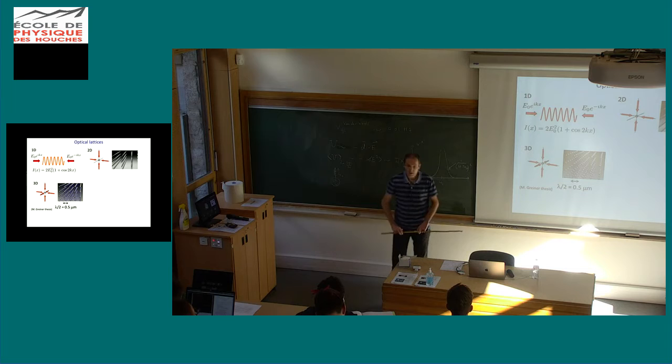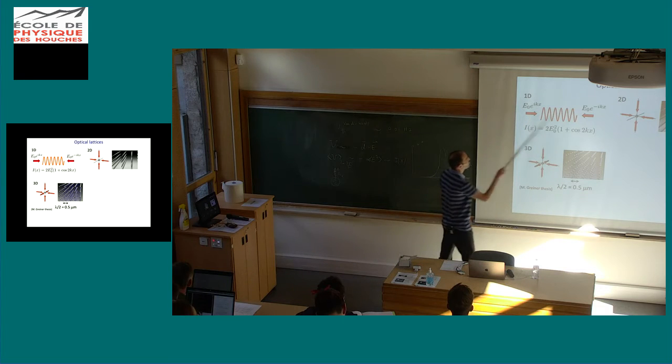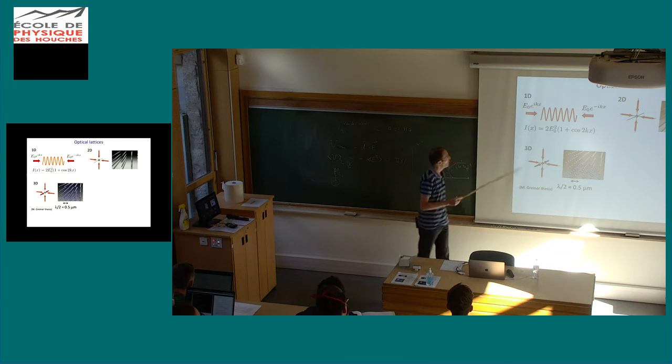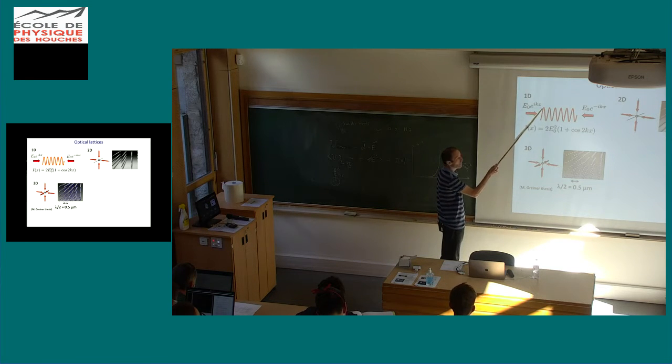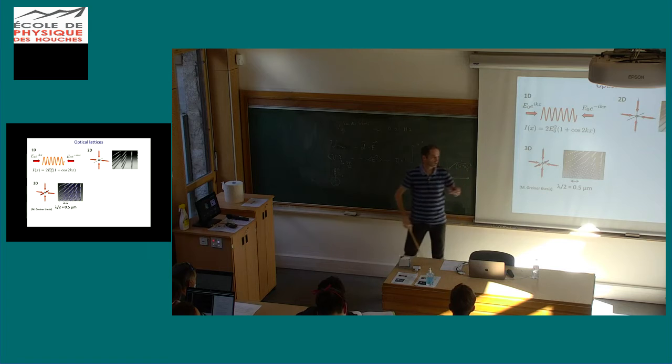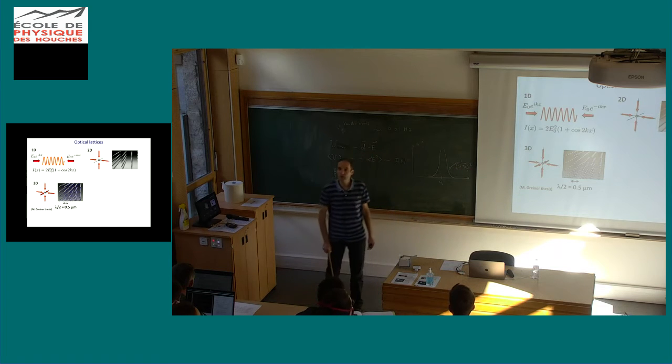Essentially you take two laser beams, like this one and this one, in opposite directions, and you create a standing wave. In a standing wave, you've got places where the intensity is low and places where it's high. It means that in the places of high intensity, you will have a minimum of energy for the atoms, where they're going to be located. They have a tendency to be attracted there.